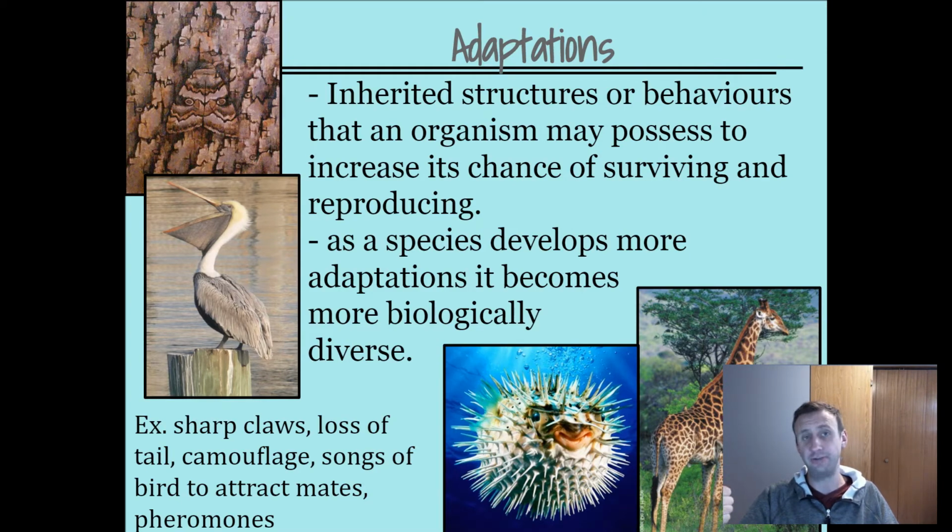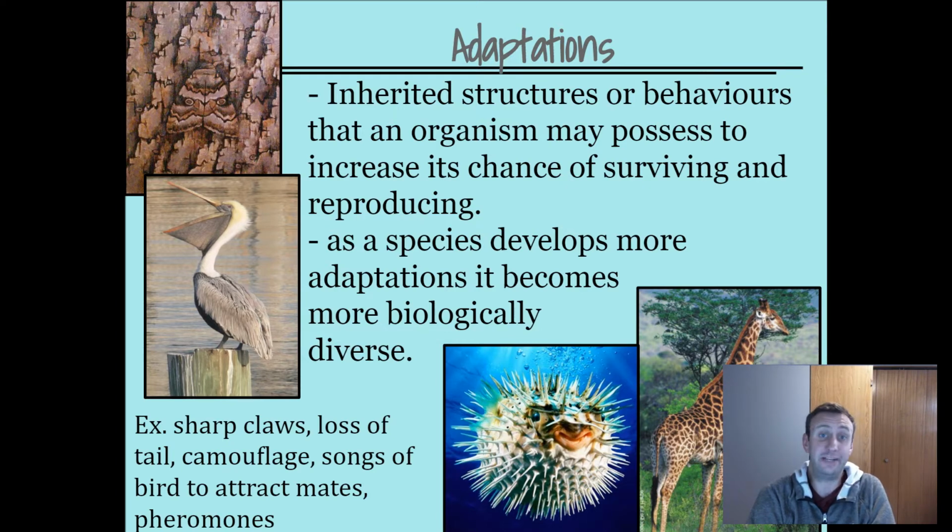Now let's talk about adaptations. Definition of an adaptation: it is an inherited structure or behavior that an organism may possess to increase its chance of surviving and reproducing. When we talk about an adaptation, the big thing is it has to be inherited. So it has to be something that can pass on to offspring. In other words, it's held within genetic code.